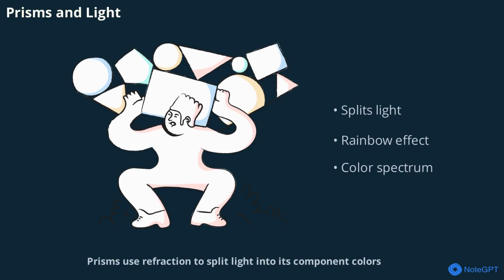Prisms use refraction to split light into its component colors. When white light passes through a prism, it bends and separates into a rainbow. This process helps scientists study the properties of light and understand the color spectrum.